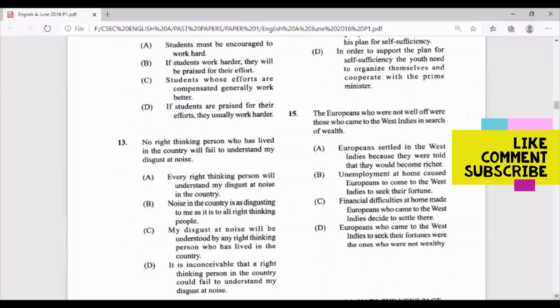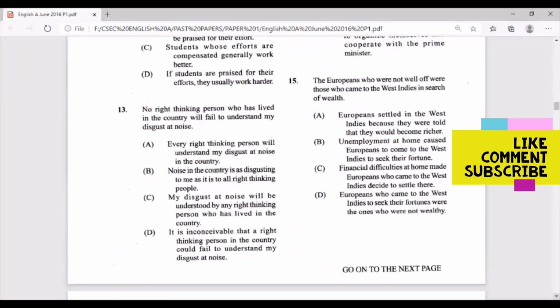Number 13. No right thinking person who has lived in the country will fail to understand my disgust at noise. No right thinking person who has lived in the country will fail. So if you are a right thinking person, you will not fail to understand. If you're right thinking, then you will understand my disgust at noise. So that's what our sentence is saying.